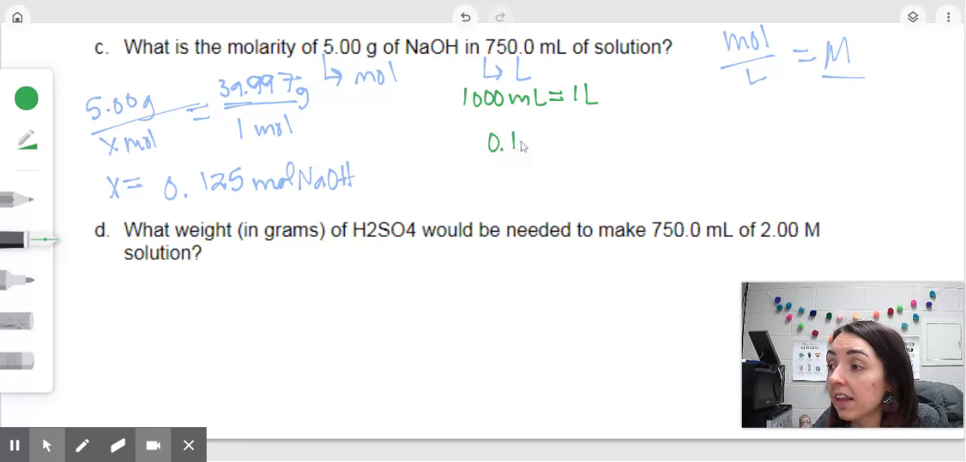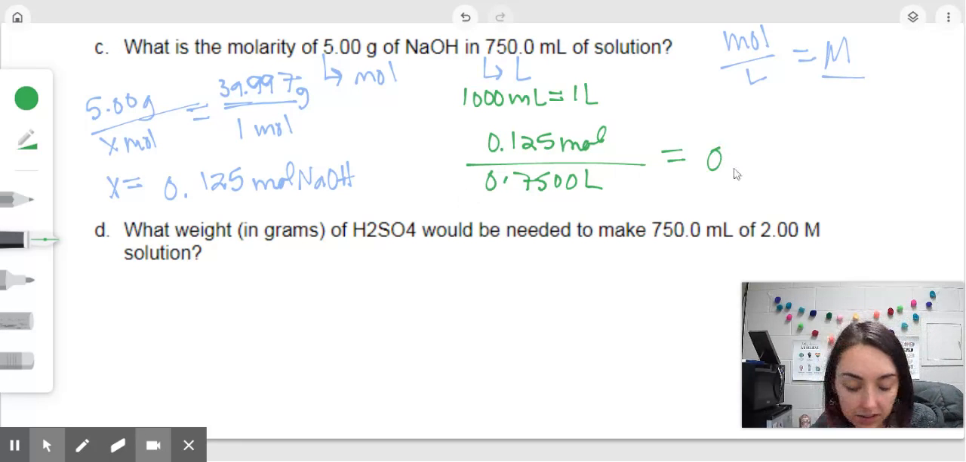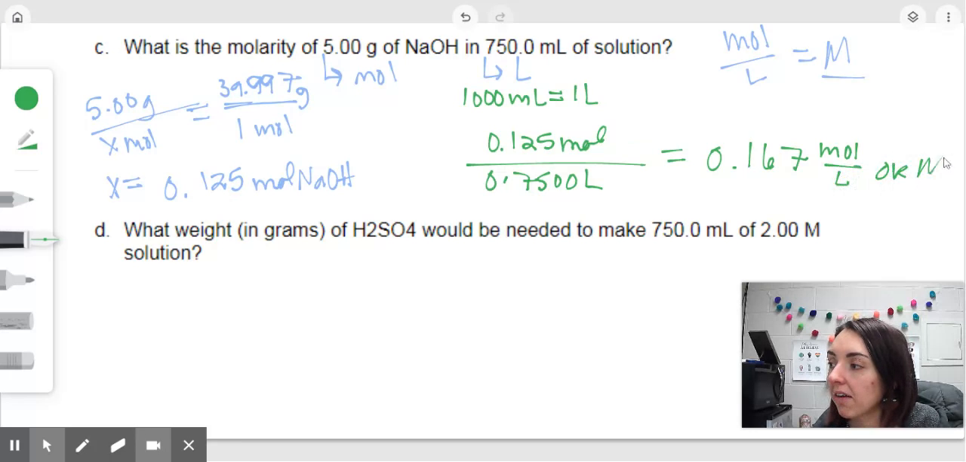So to get molarity, I do 1.25 moles over 0.7500 liters. Divide that out. And to 3 sig figs, I get a molarity of 0.167. And remember, my units on that are either moles for every liter, or I can write big M. Both are fine as far as units go. You can write moles for every liter or big M. That's how you calculate molarity. Again, the key is you need moles, you need liters.